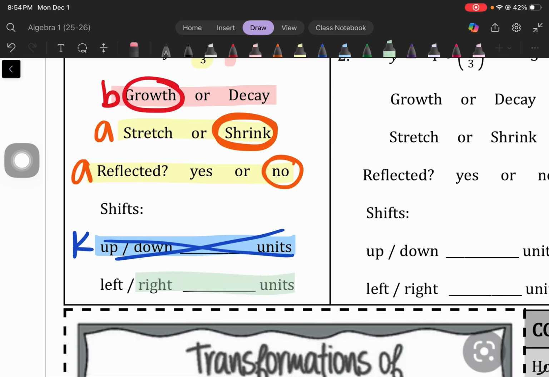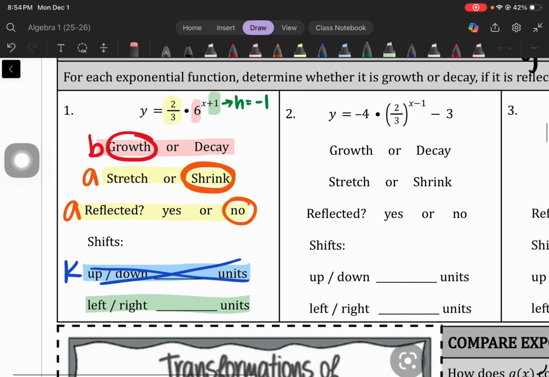And h talks about left to right. So because we're negative, we're going to the left. Just like we would on a number line, we're going to the left. And we're going to the left 1 time or 1 unit.